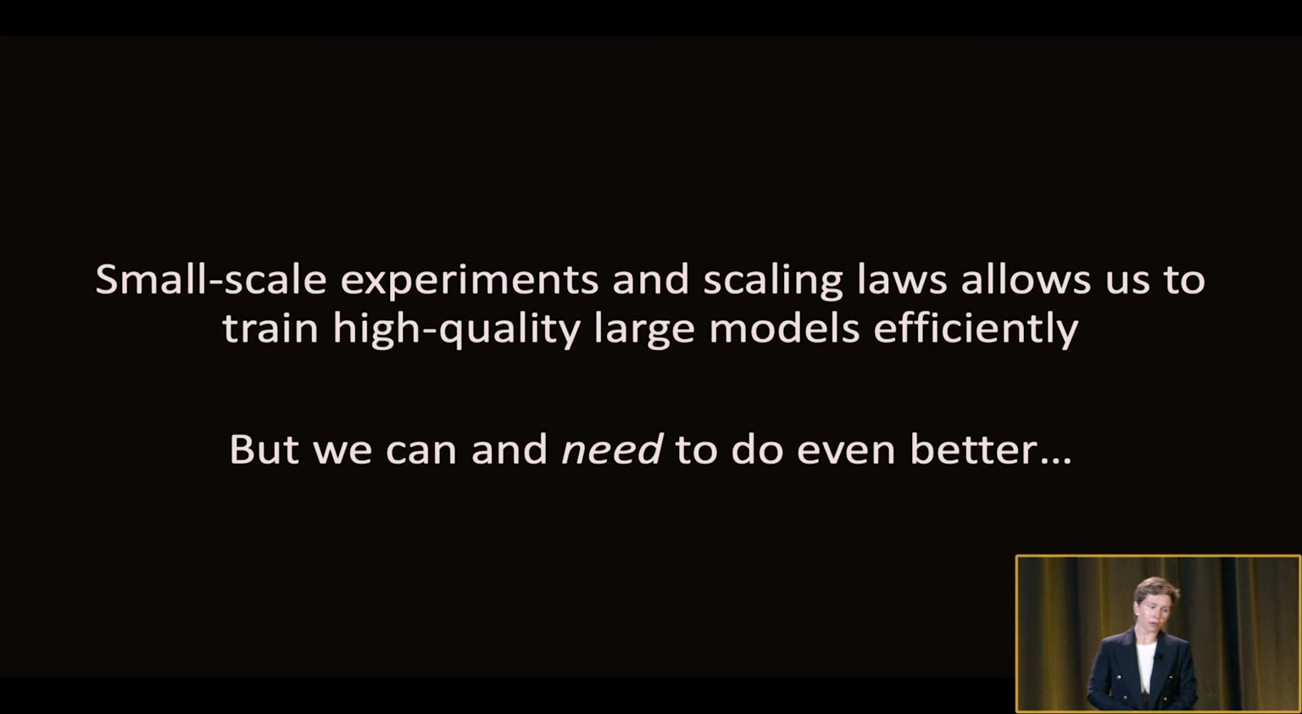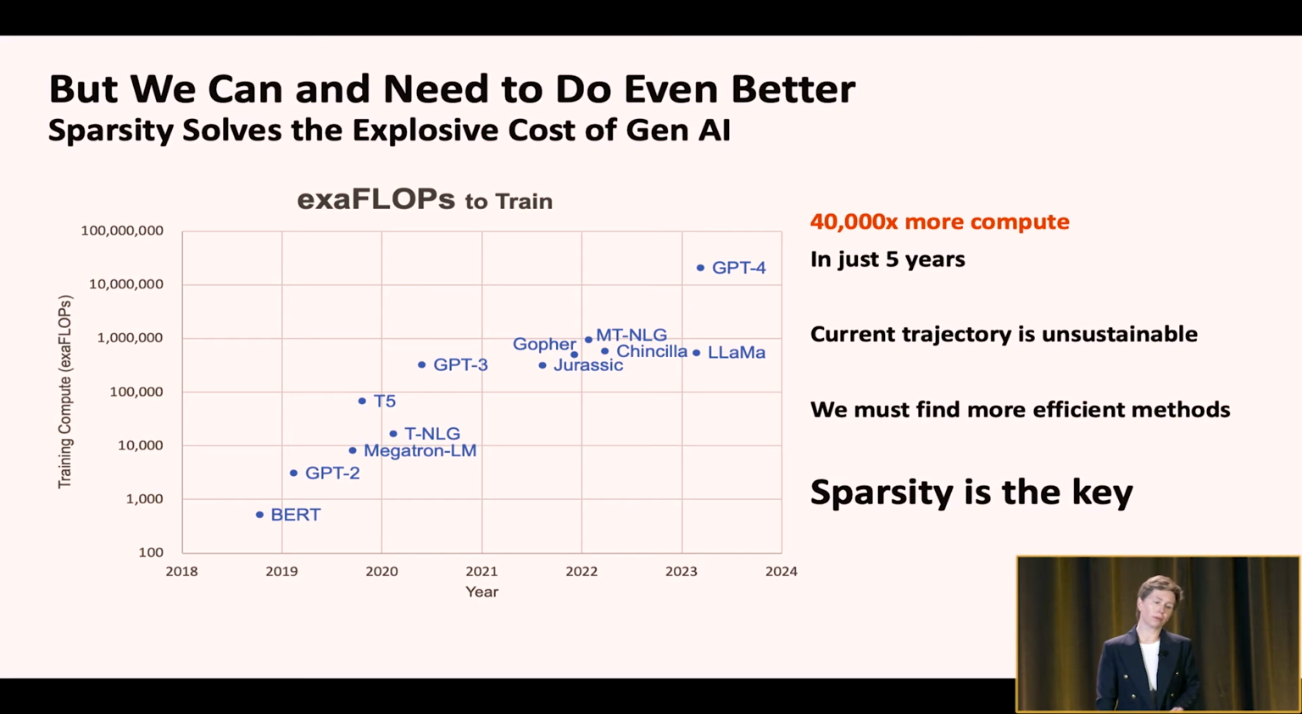So we talked about how small-scale experiments and scaling laws allow us to train the best possible model efficiently by using less compute. But we know that we can do, and actually we need to do, better. If you look at the amount of compute that's needed to train those large models, that's insane. We see that demand for the compute to train those models increased by 40,000 times in just 5 years. This trajectory is unsustainable, and we believe that sparsity is key to training those models cheaper and more efficiently.